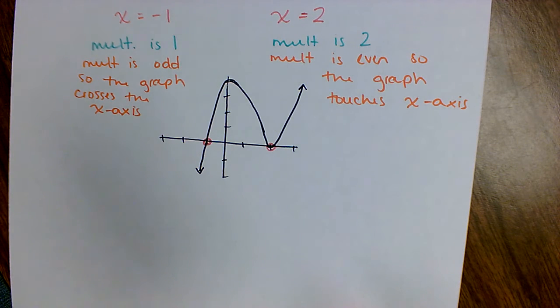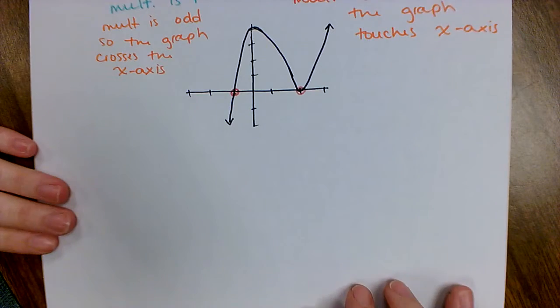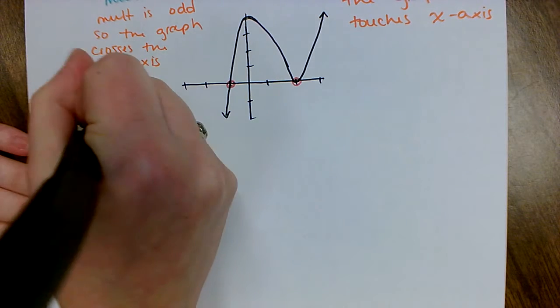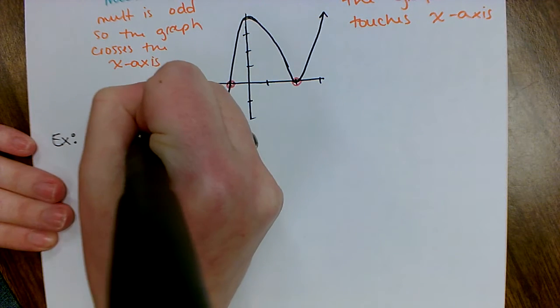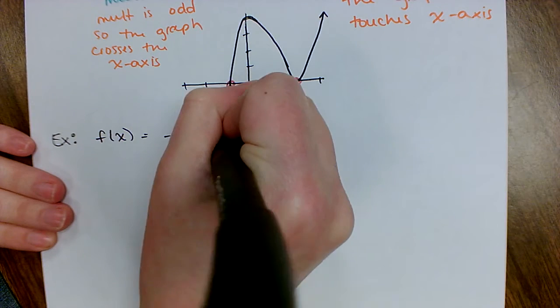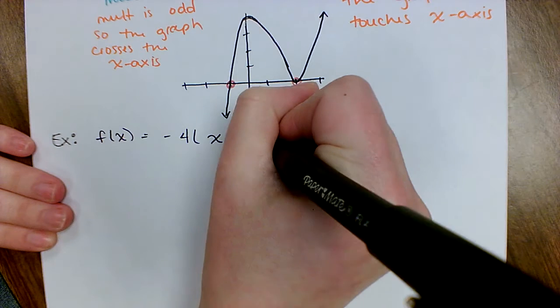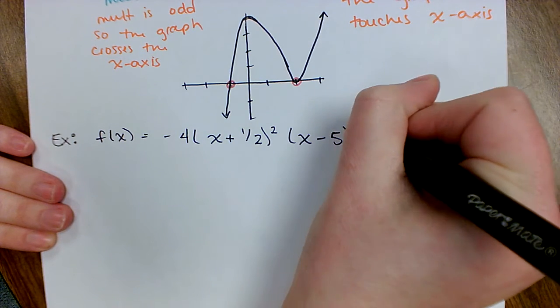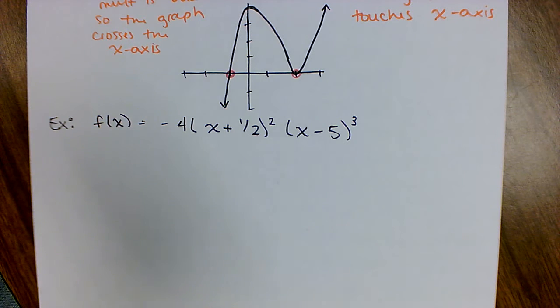Let's do another example of finding the multiplicities and stating whether they touch or turn. So another example of the same type of problem. This time we're going to be using the function -4 times (x plus 1/2) squared times (x minus 5) cubed.